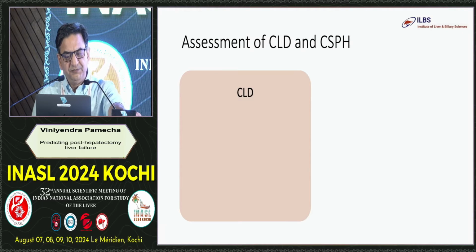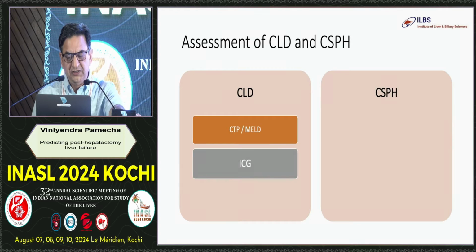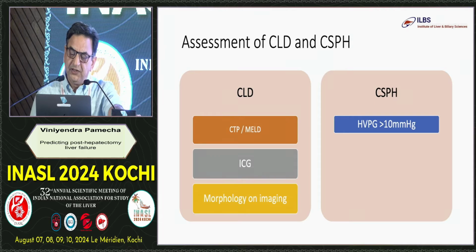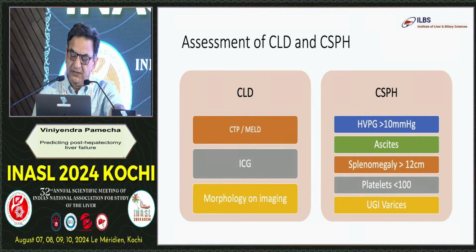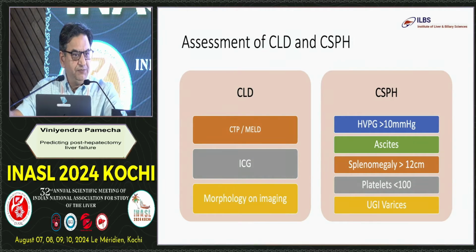So when you are assessing a patient with CLD, it's important to assess for clinically significant portal hypertension, and that is determined with an HPVG of more than 10, ascites, splenomegaly, platelet count of less than 100, and endoscopy showing varices as well. CTP and MELD are very commonly used. If you've got a CTP of A, then you're okay. If you're CTP B and beyond, then there's a higher risk. In cases where you are late CTP A and early B, that's where the situation is a bit gray, and how to evaluate them becomes a concern.